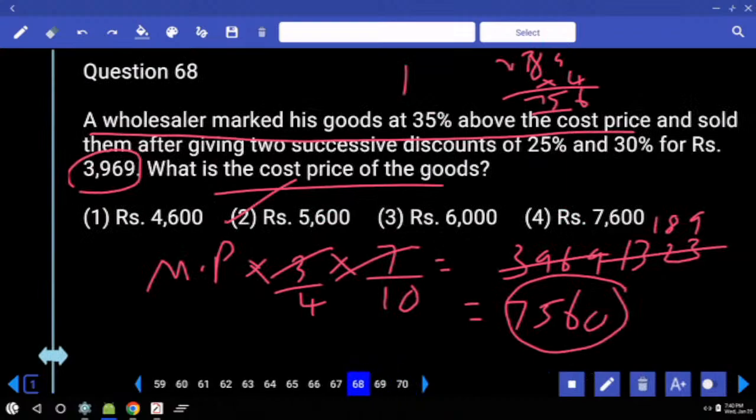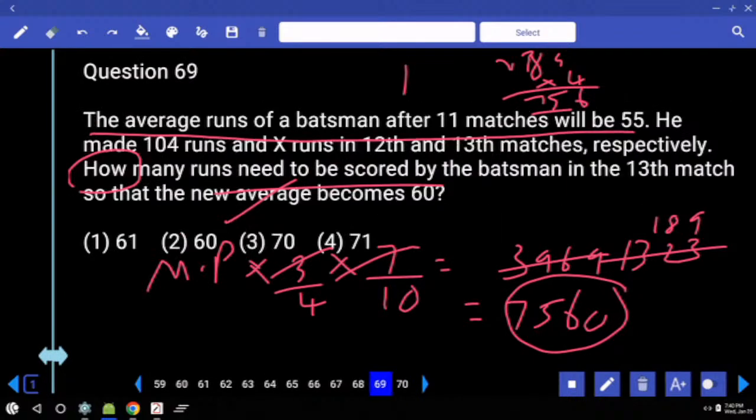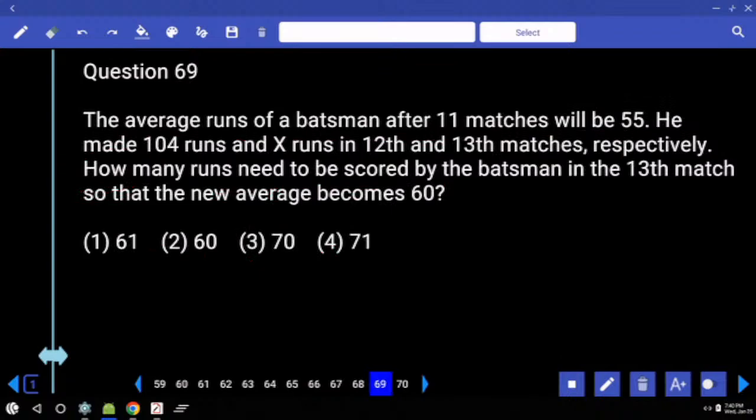Simple calculation this, okay? 69. Okay. The average runs of a batsman after 11 matches is 55. He made 104 runs and X runs in the 12th and 13th matches respectively. How many runs need to be scored by the batsman in the 13th match so that the new average becomes 60? If we go conceptually, what is the average initially? 55.